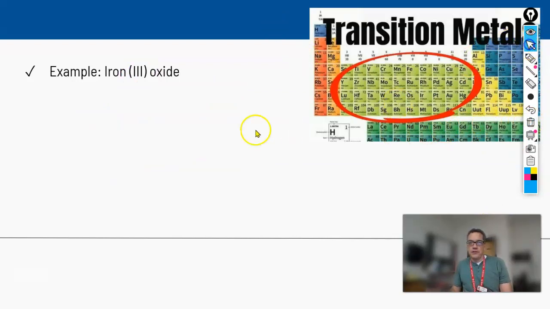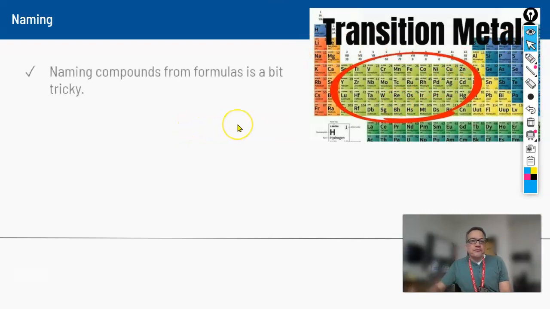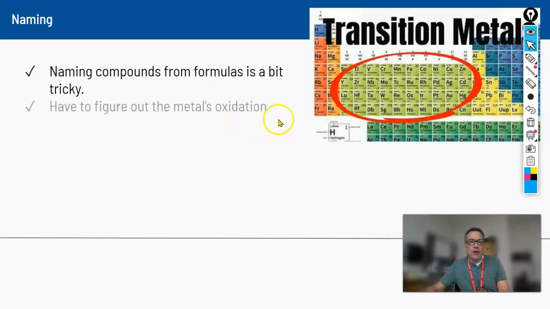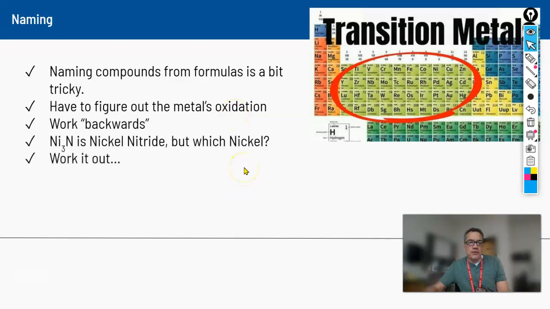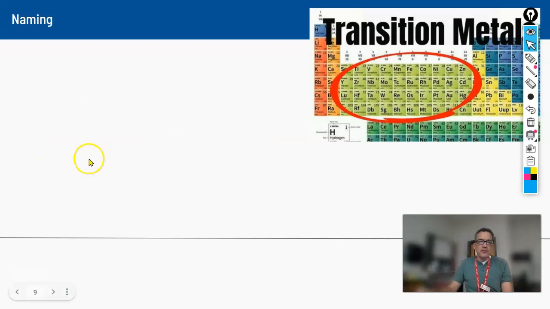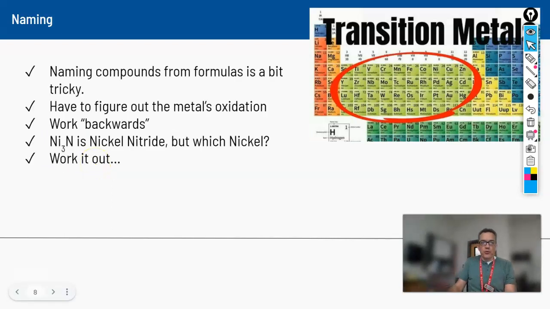All right, so what's next? Naming compounds is a little bit tricky because we have to name them with the proper Roman numerals. So we have to figure out which metal we're talking about. So going back to the first example, we'd have to figure out if it's iron 2 or if it's iron 3. We need to work backwards to be able to do this. So for an example, Ni3N would be called nickel nitride, but we need to figure out which nickel it is. And to figure this out, we'd have to work it back because whatever nickel it is going to have to balance out the nitrogen. All right, so let me show a real quick example of this.